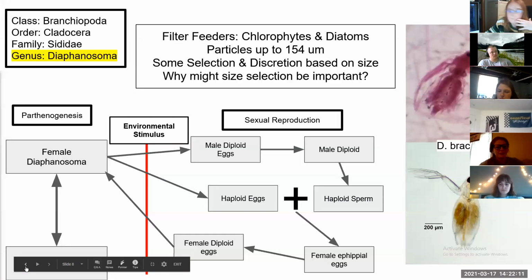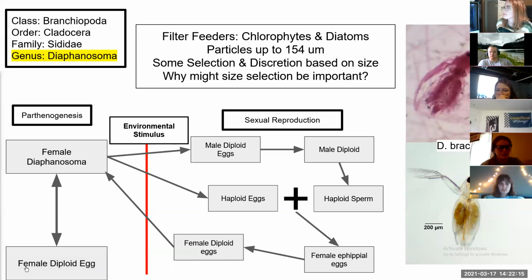So just to clarify, parthenogenesis only happens when there's an environmental stimulus to start it? Parthenogenesis is when you're reproducing just female, and so that would be in constant conditions. But you would be correct in that there would have to be a stimulus that would allow you to go back to parthenogenesis, right? That would have the ephippial eggs hatch. Does that make sense?